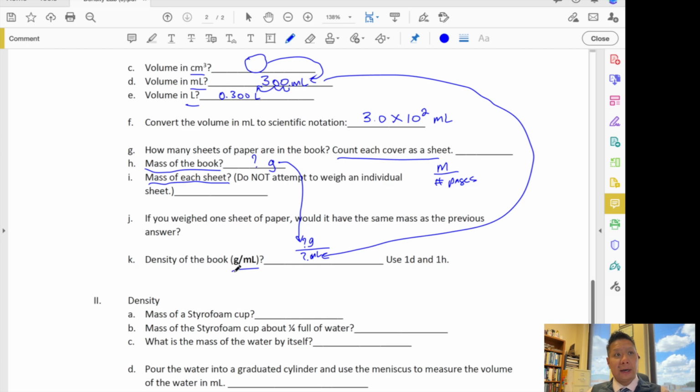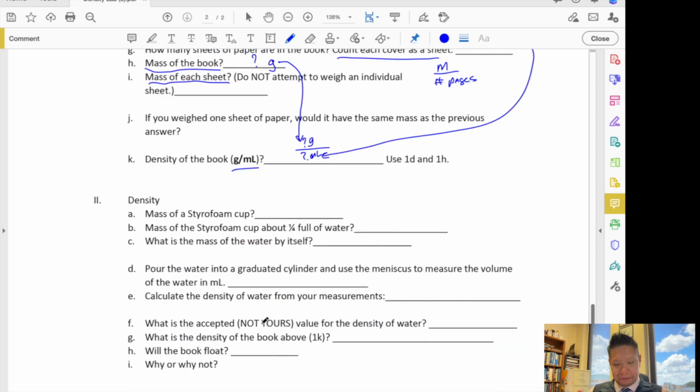So just from there, you can already tell whether or not the book is going to float in water, because if your number is bigger than one, which is the density of water, then the book will sink. If your number is less than one, which again is the density of water, then your book will float, all right? So the next part is just about figuring out what the density of water is. You don't have to really do this because I just told you, okay?